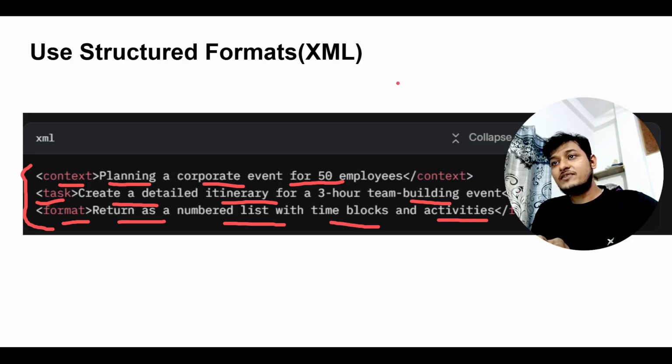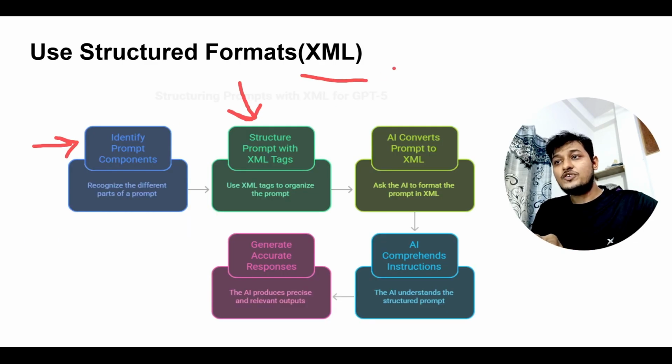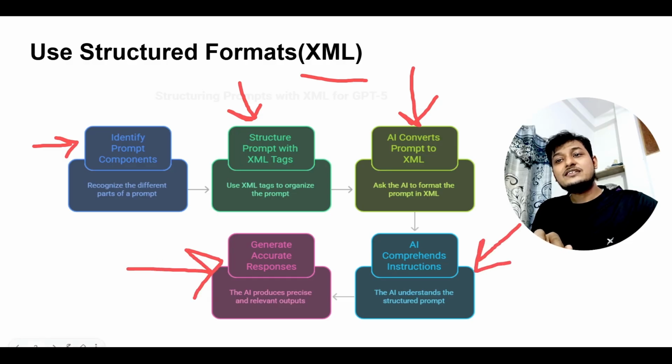So this is the XML format. Normally we write the prompt as: planning a corporate event for 50 employees, create a detailed itinerary, blah blah blah. But just break that prompt down in this way: context, task, format, and this is the XML format. If you write in this way, then you will get the best output. Here you see the AI converts the prompt to XML, comprehends the instructions, and in that case you will get accurate responses. So this is technique number one.